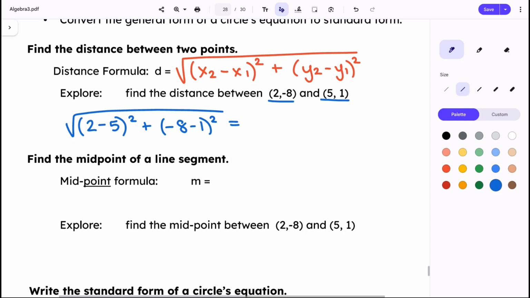Okay, distance can't be negative ever. So when you're doing this formula and you have that squared, you should never be dealing with a negative number underneath the square root sign. Because if you square something, it's always going to be positive.